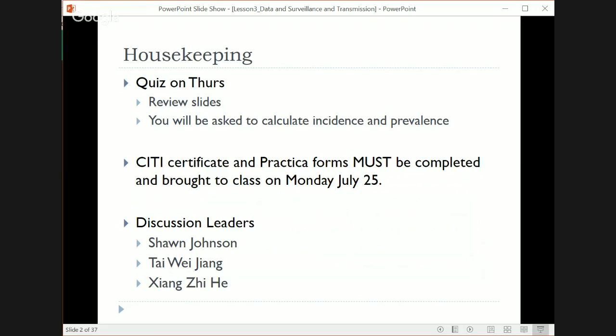The second thing is that your city certificate and practica forms need to be brought to me in class on Monday, July 25th, and I believe that Erin is going to be helping you get the city certificates and practica forms done this week. And lastly, our discussion leaders for today.